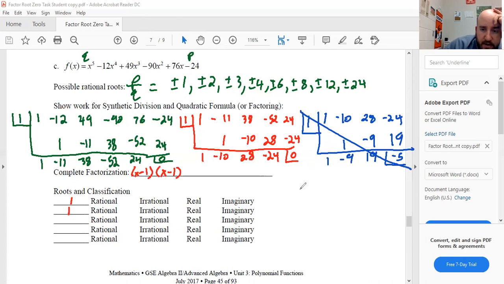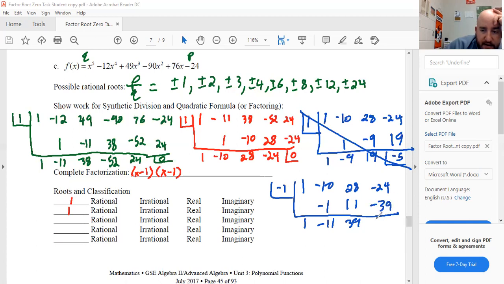All right, so 1 didn't work. Let's try it again with negative 1. Drop the 1. 1 times negative 1 is negative 1. Negative 10 and negative 1 is negative 11. Negative 11 times negative 1 is positive 11. 28 and 11 is 39. Again, you might be able to tell it's not going to work at this point. Keep going. 39 times negative 1 is negative 39. Negative 24 and negative 39 is negative 63. So that's a big heck no. Try it a third time.